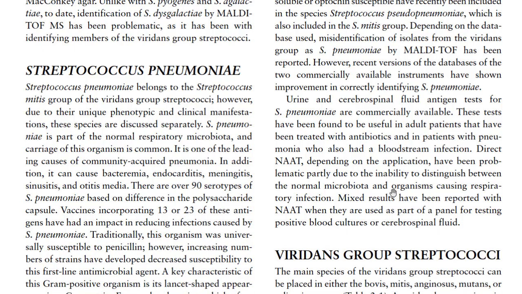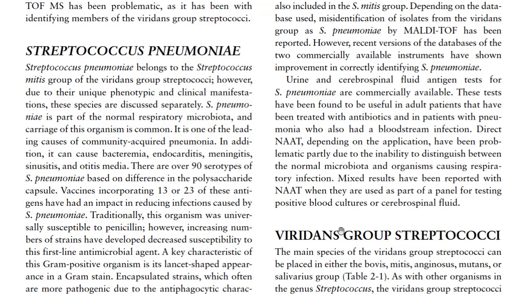Urine and cerebrospinal fluid antigen tests for strep pneumoniae are commercially available. These tests have been found to be useful in adult patients that have been treated with antibiotics and in patients with pneumonia who also had a bloodstream infection. Direct NAAT, depending on the application, has been problematic partially due to the inability to distinguish between the normal microflora and organisms causing respiratory infection. Mixed results have been reported with NAAT when used as part of a panel for testing positive blood culture or cerebrospinal fluid.